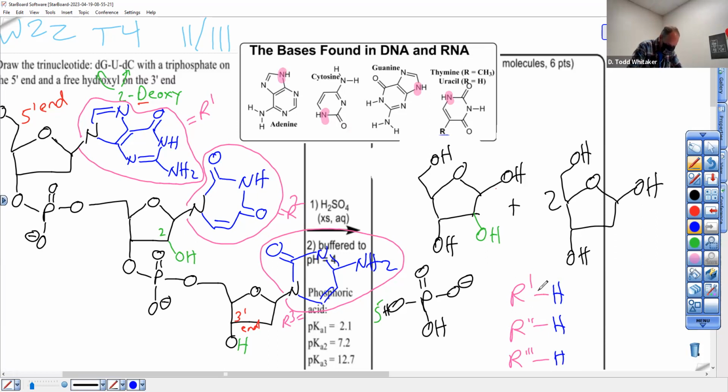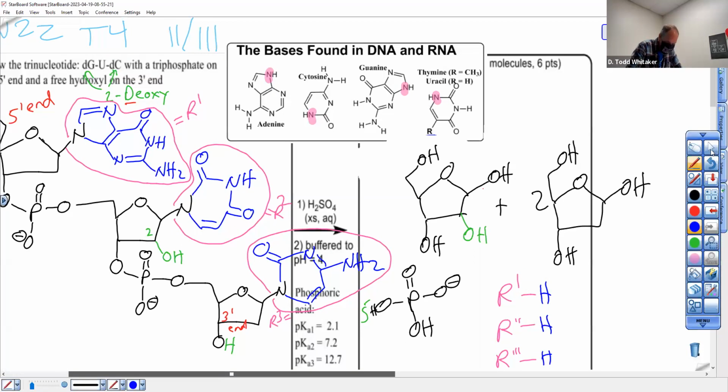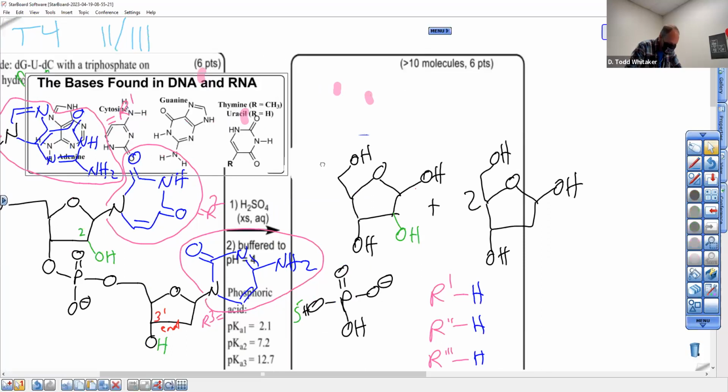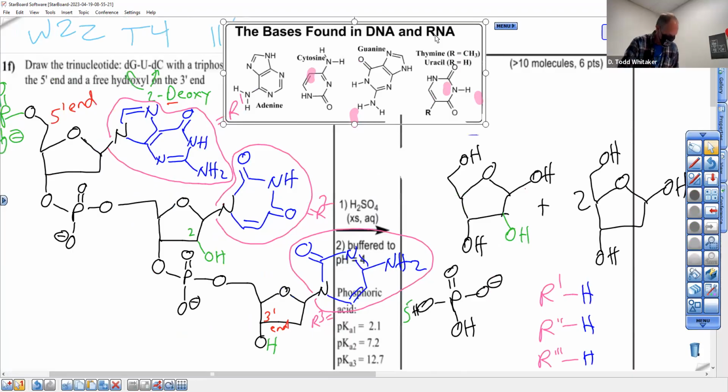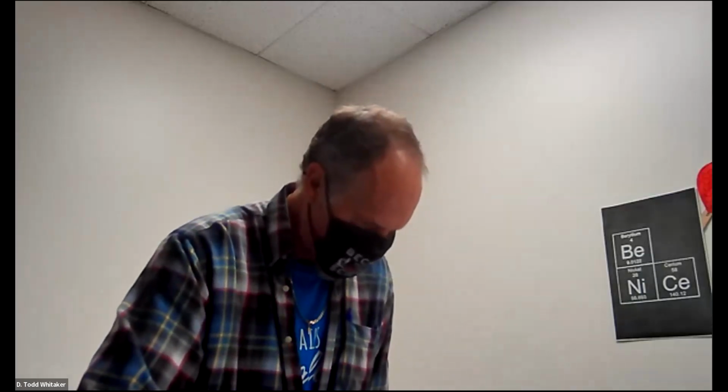Okay, do we get all the pieces? 1, 2, 3, 4, 5, 6, 7. I lied. Where did I lie? Does it say 7 molecules? Greater than 10 molecules? 5, 6, 7, 8, 9, 10, 11. It is greater than 10. Okay, done. Good question. I promise you'll have that question.